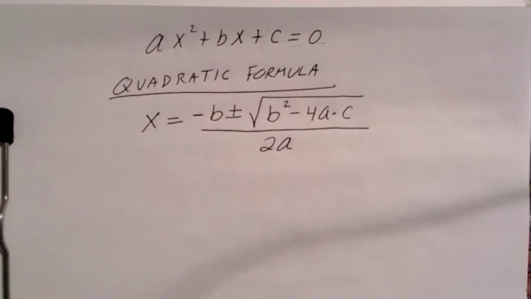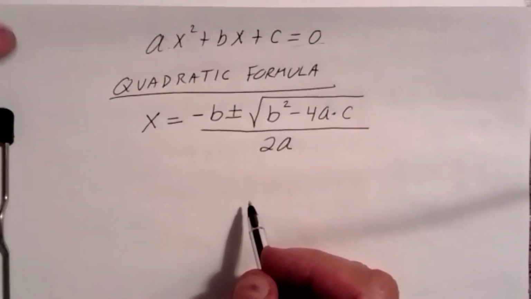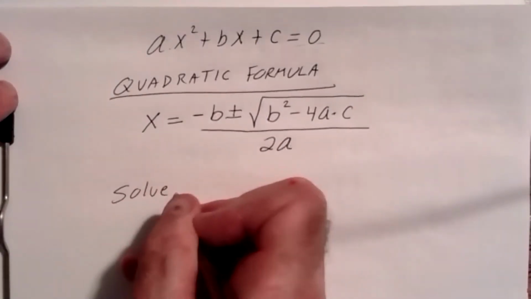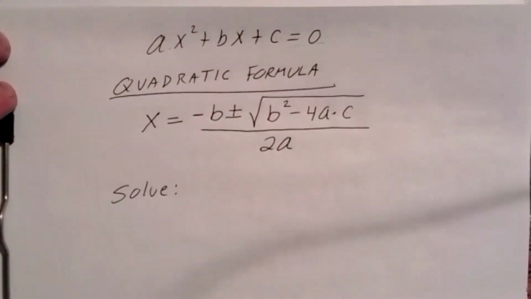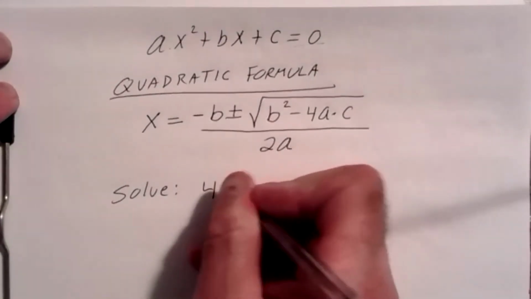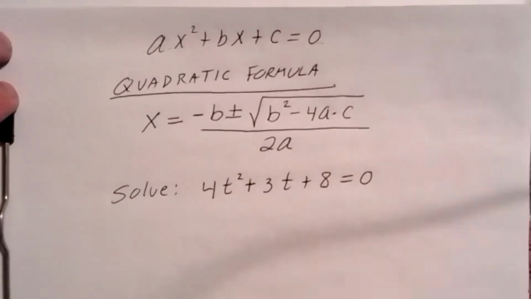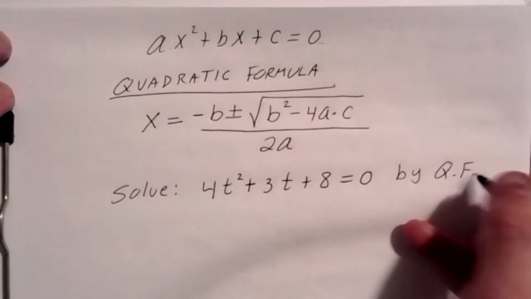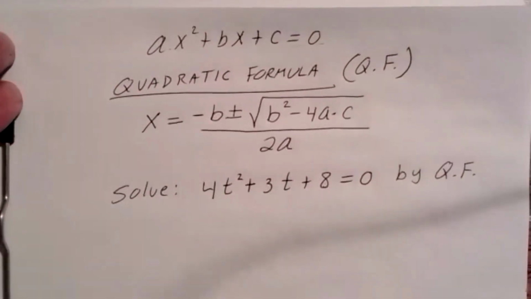What was the last one I just solved, ladies and gentlemen? We went through the completing the square method. It took a long time. Can you read that equation off to me? The last one. Anybody got it? 4t squared plus 3t minus 8 equals 0. Okay. We're going to solve this quadratic equation by the quadratic formula. QF is the abbreviation for quadratic formula method, ladies and gentlemen.